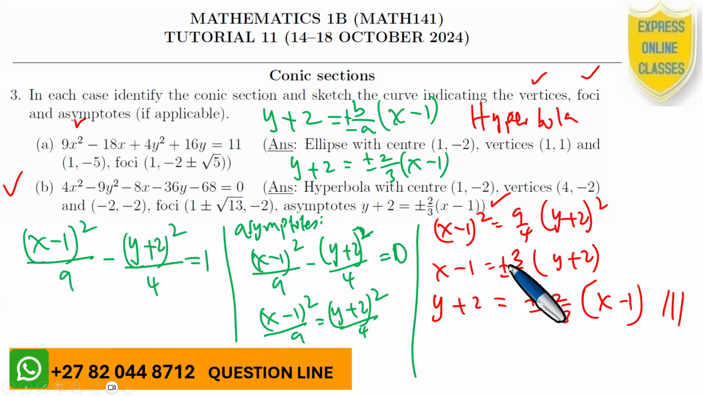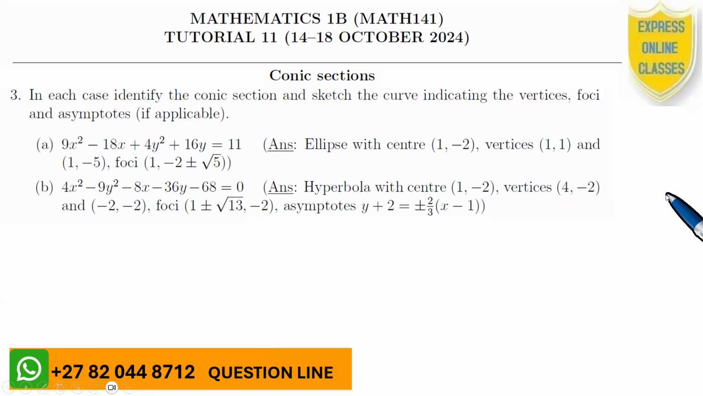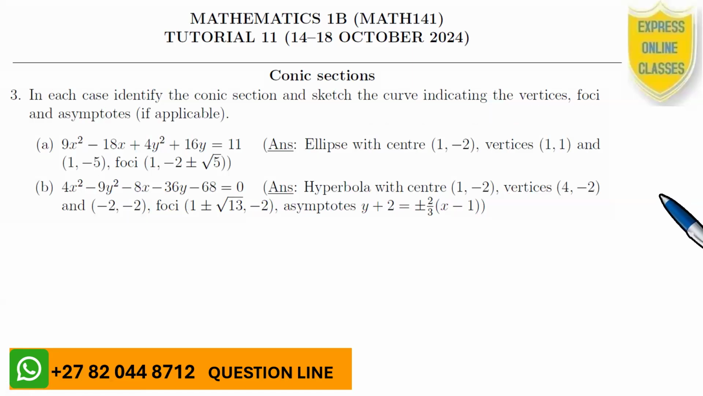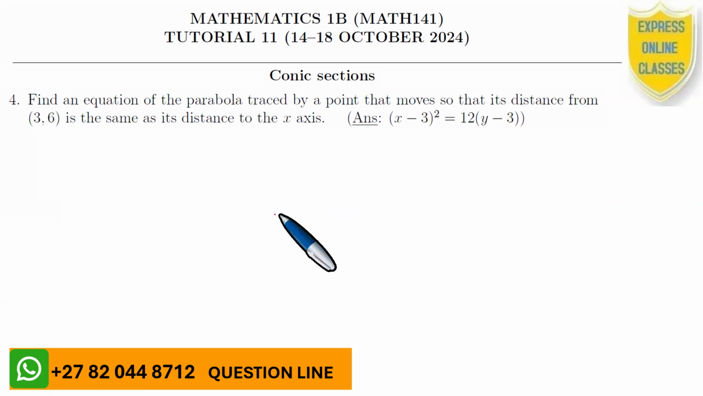Okay. Next question, number 4. So now we deal with this one. Find an equation of the parabola. So we're right back to the parabola we did last time.